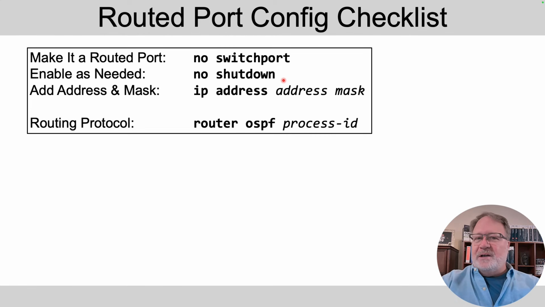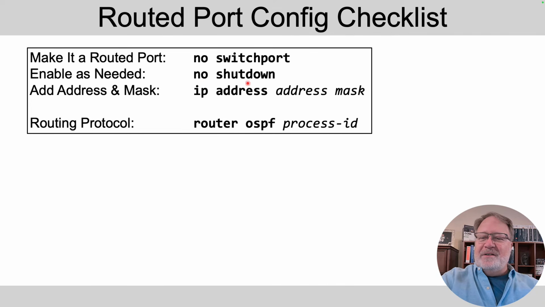Well, here's our config checklist for routed ports. You make it a routed port with this command, no switchport, which kind of begs a question when you first see that: if it's a no switchport, is there a switchport command? So to make a port on a switch act like a switch port, the command is switchport. The alternative is to be a routed port. So no switchport is the command to make the port be a routed port. The default is switchport, and that's why switch ports act like switch ports by default.